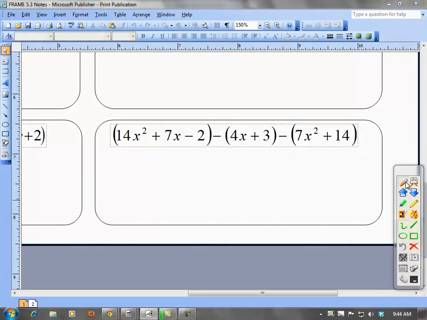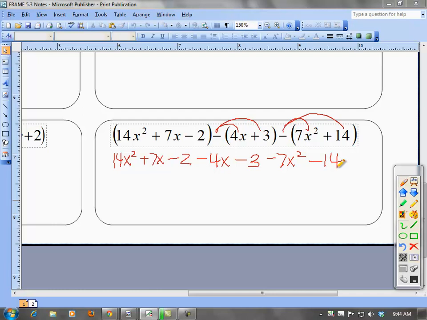Now I really like this one because I've added a couple of distributions here. There's nothing in front of the first parentheses, so this stays the same: 14x squared plus 7x minus 2. The negative is in front of the second group, so this negative gets distributed. So I have a negative 4x and a negative 3. This negative goes to the next grouping, so I have a negative 7x squared and a negative 14.